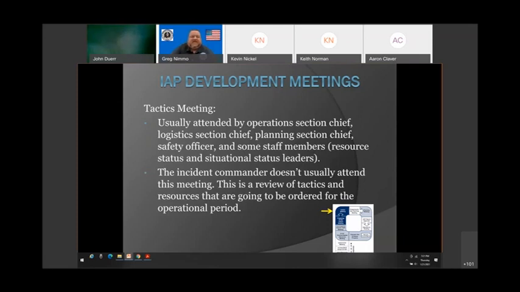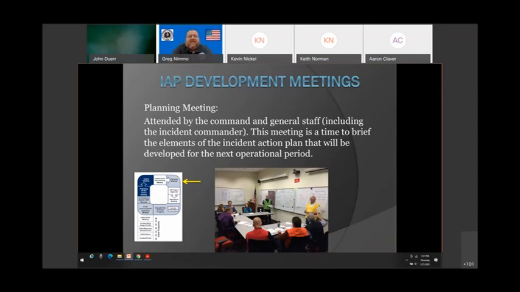Okay, so then the planning meeting, the top right corner of that planning P. It's attended again by the full command and general staff, all 8 positions. You have all of them come together. And this is a time to brief on the elements of the plan. So this is where you're going to come together and you're going to educate and explain to the incident commander what it is you're doing, the resources you're using, the direction you're flowing, the things you're going to do in order to meet those objectives.